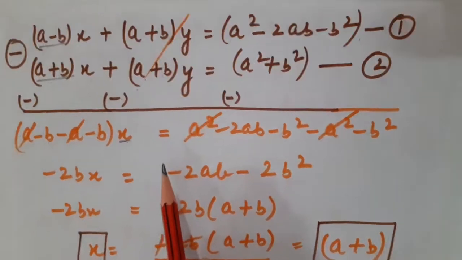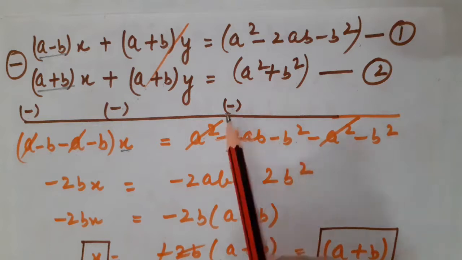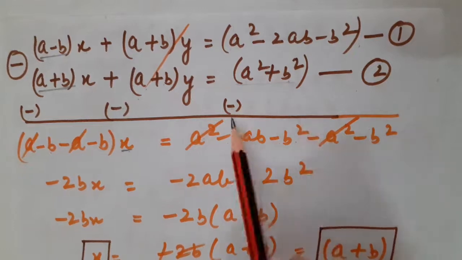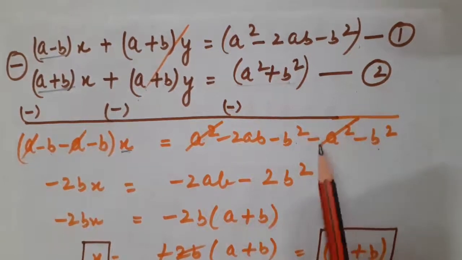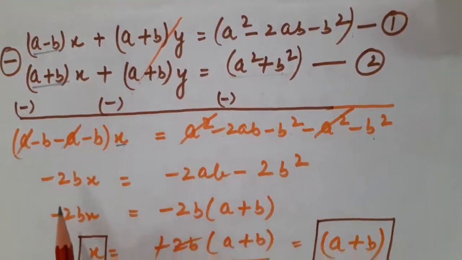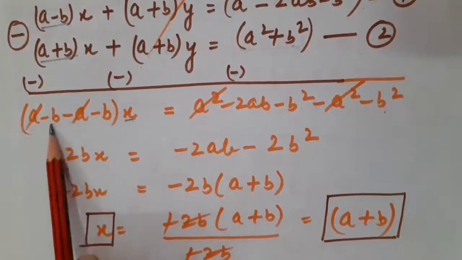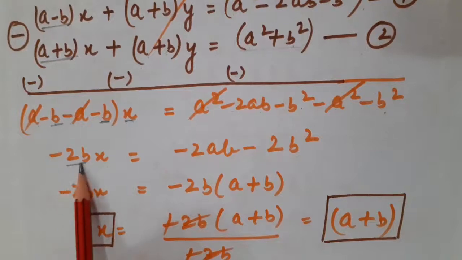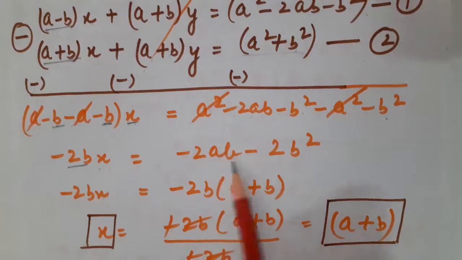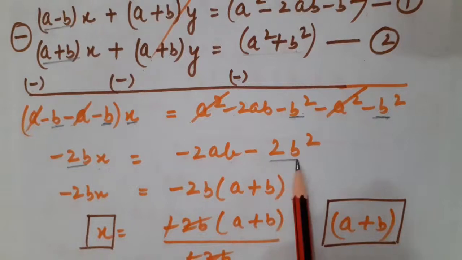Now let us talk about the constant term. a square minus 2ab minus b square will be written as it is. Now this minus will enter inside the bracket. It would become minus a square minus b square. Correct? Here a square is going to be cancelled, and here minus a and plus a are going to be cancelled. So what I have got on the left hand side is minus 2bx, because minus b and minus b will make minus 2b and x will be written as it is. Here I have got minus 2ab and minus b square will become minus twice of b square.